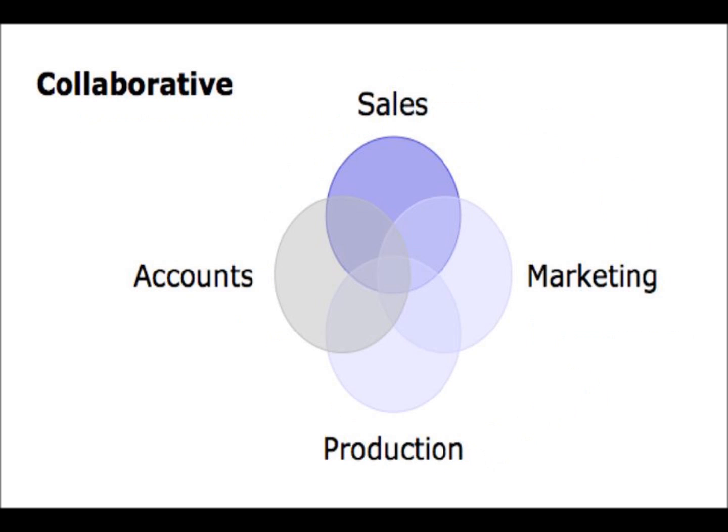This diagram shows how 4 functions collaborate in one organization. Each function has their own responsibility or tasks. But because it is one company, the 4 functions have to work together to run the company.